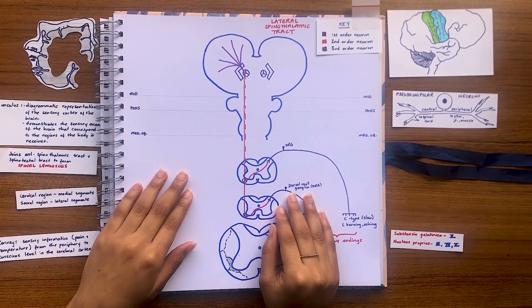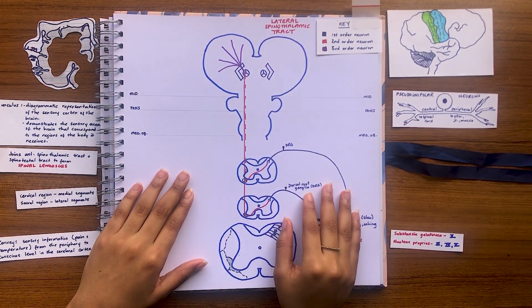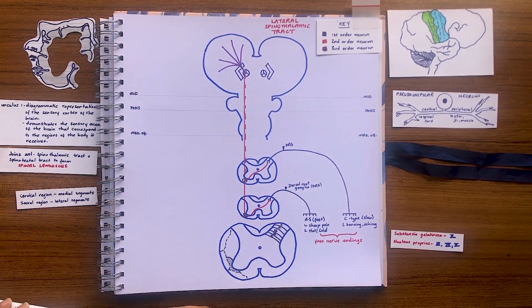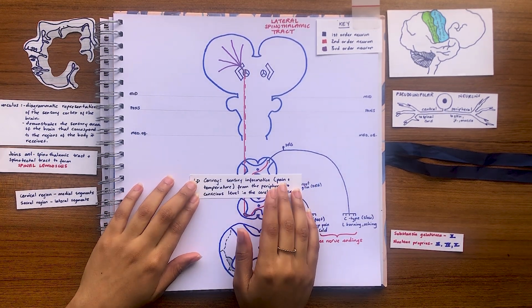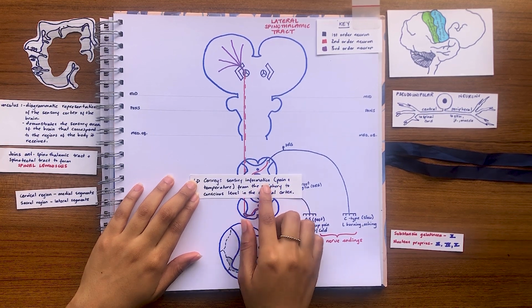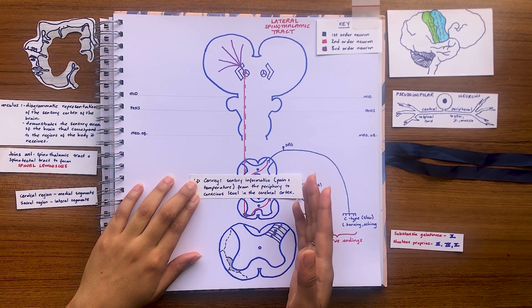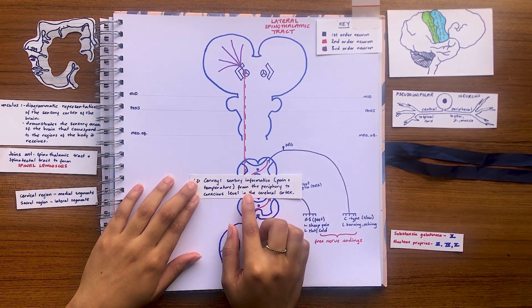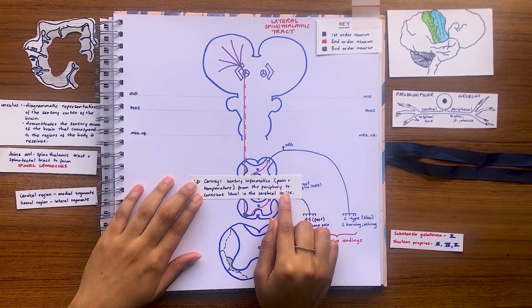So today we'll be looking at the lateral spinothalamic tract, and before we begin, let's look at the purpose of this tract. The lateral spinothalamic tract is responsible for conveying sensory information such as pain and temperature from the periphery, for example your skin, your muscles and your joints, to a conscious level in the cerebral cortex.